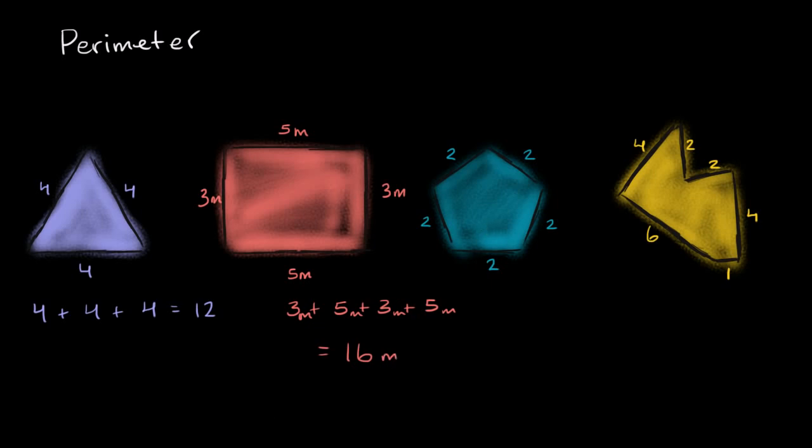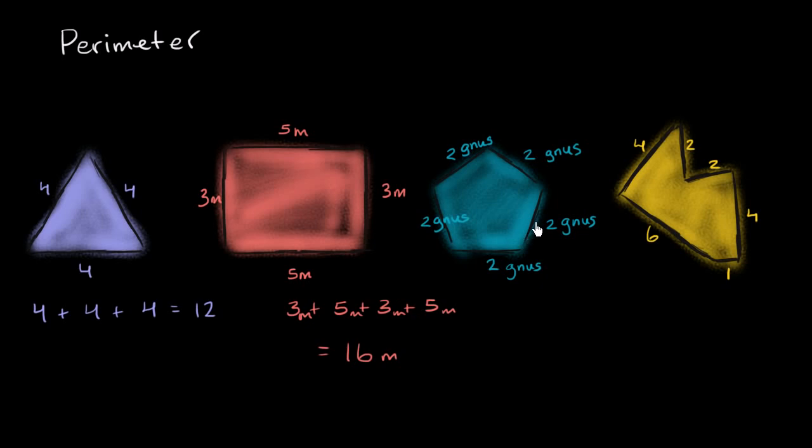Now what about this pentagon? Let's say that each of these sides are 2, and I'll make up a unit here. Let's say they're 2 GNUs. That's a new unit of distance that I have just invented. 2 GNUs. So what is the perimeter of this pentagon in GNUs?